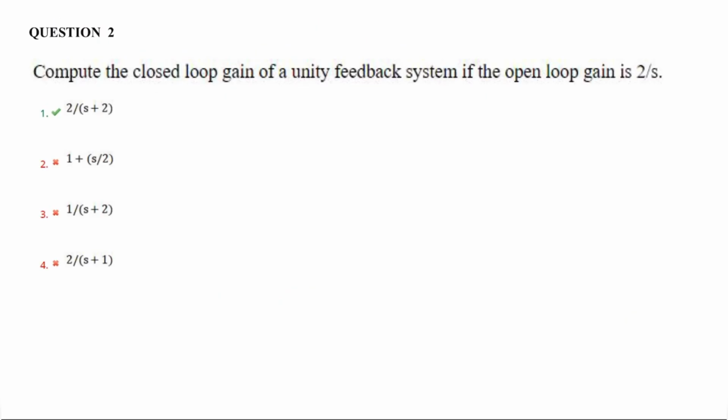Compute the closed loop gain of unity feedback system if open loop gain is 2 by s. They have given open loop gain G of s H of s is 2 by s. From this, for the closed loop gain of a unity feedback system, the forward transfer function gain G of s is 2 by s, and the unity feedback means H of s is 1. Feedback network transfer function is 1.